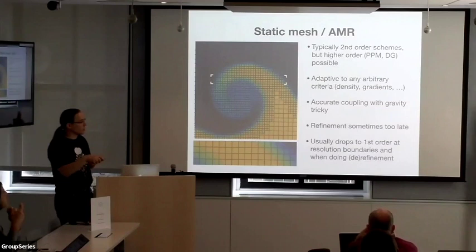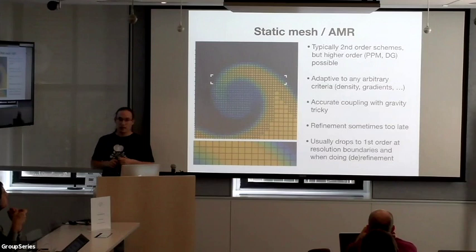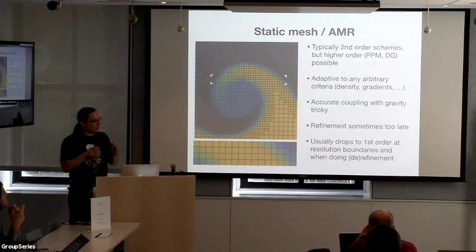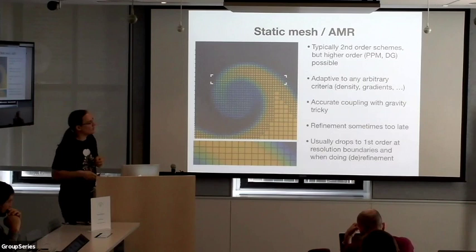The coupling with gravity is a bit more tricky, and this is where, in my experience, usually the biggest error in the conservation of total energy comes from. That's technically coming from the question of how you exactly couple the gravitational forces to your hydrodynamic solver. There are a few ways to look at this.